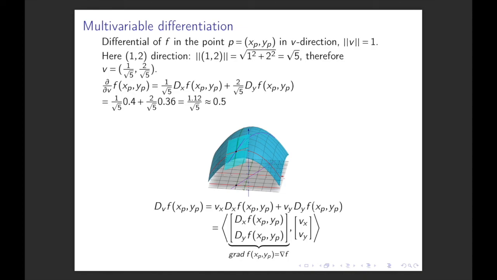The vector with the partial derivatives as its entries has its own name. It's called the gradient of f, and it is abbreviated by this upside-down triangle. This is called nabla f. Here you can just see it as an abbreviation, but it also has a nice and important geometric meaning that we see in the following.